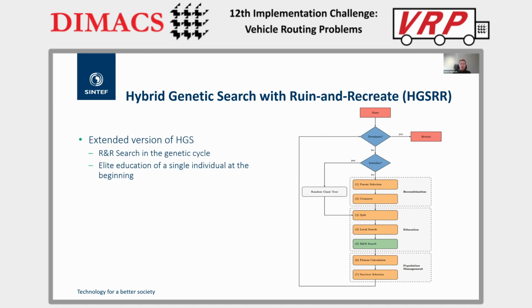So if we remove the 5th component with Ruin and Recreate, the method is the same as the original HGS. And as we'll see later, the elite education relies on the same components as regular education, but it spends significantly more time in the 5th component with Ruin and Recreate. So to summarize the method, the only addition to the HGS is the 5th component with Ruin and Recreate search, and it is used in 2 different ways, during regular education and during elite education.